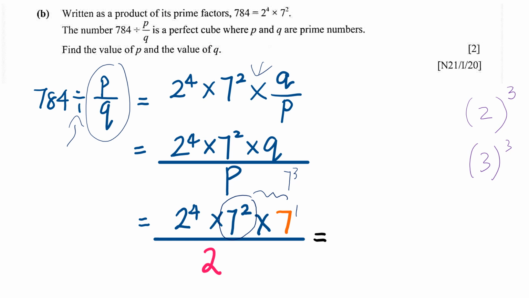And let's now look at 2 to the power of 4. If I divide this 2 to the power of 4 by the number 2, this will give me 2 to the power of 3, right? Because what I'm interested in is finally to have something to the power of 3: 2 to the power of 3, and then 7 to the power of 3. So if we compare the second and the third steps, you see that Q is actually 7 and P is actually 2.